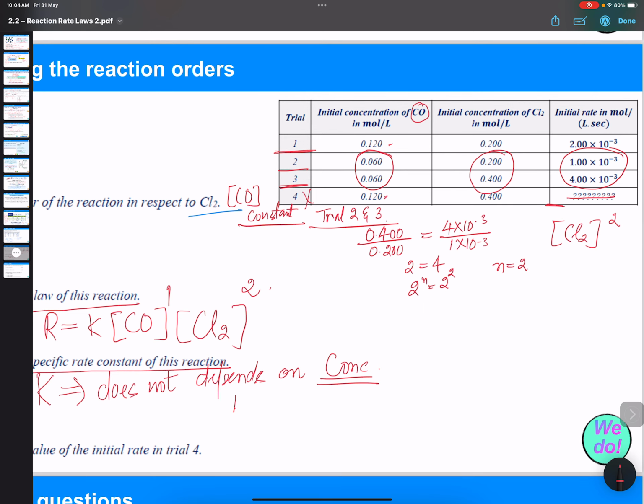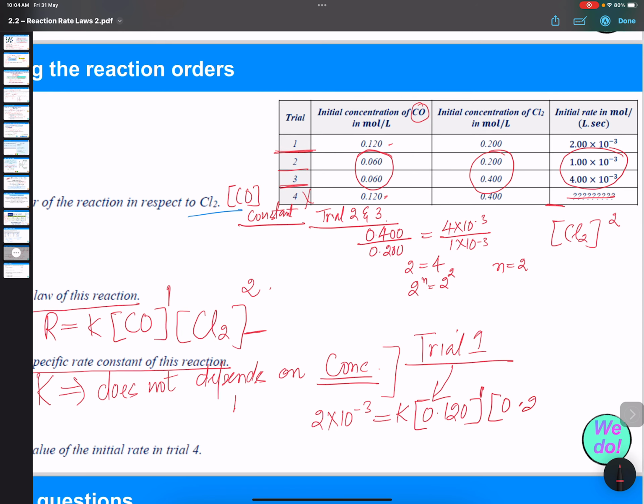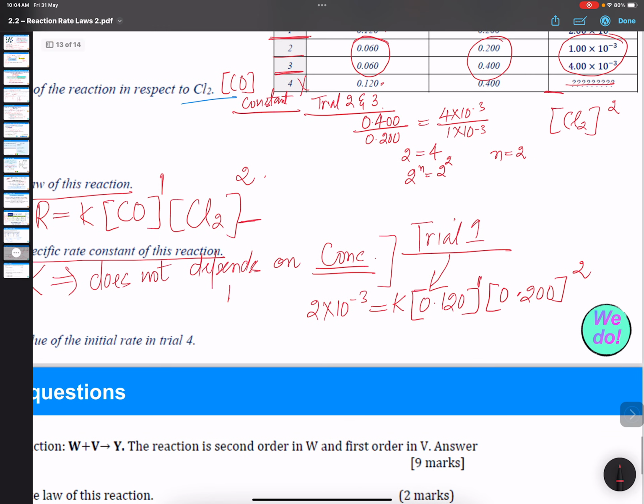So rate is equal to... I'll choose trial 1. Let it be trial 1 for myself. So trial 1, substitute the values. You have the formula here. So rate is 2 into 10 raised power minus 3 equals K, concentration of CO 0.120 raised power 1, 0.20 raised power 2. Now you can use your calculator, shift solve, and you're going to get your answer.